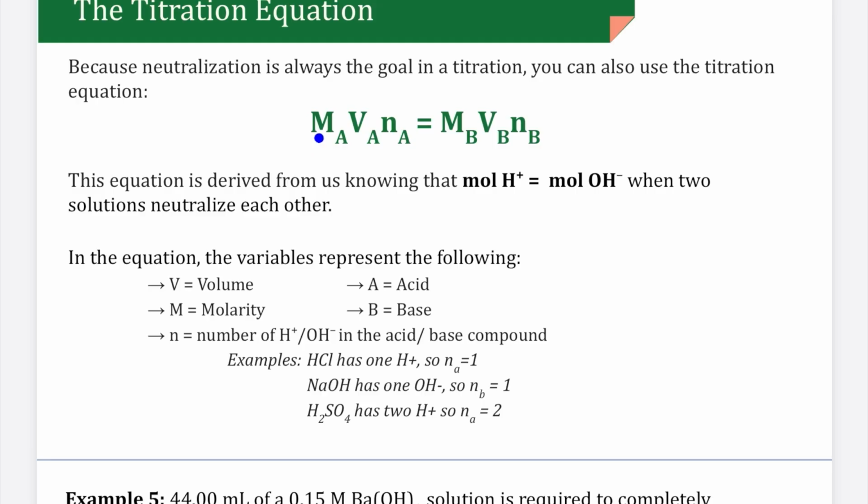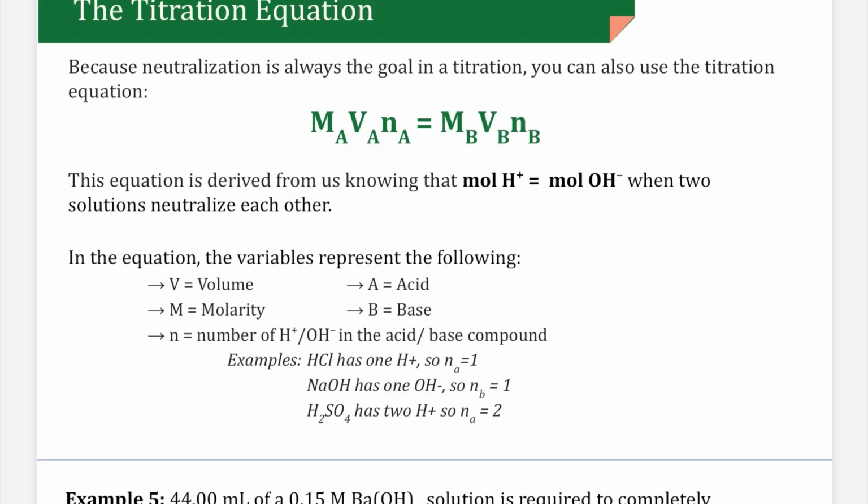So Ma, capital M is molarity, V is volume. Molarity of acid times volume of acid times the Na, the number of H's or OH's in the acid-base compound, is going to equal molarity of B, our base, times the volume of our base, times the number of OH's in our compound with that.